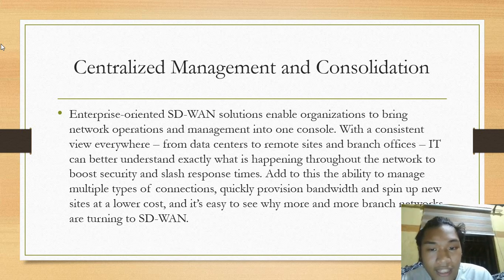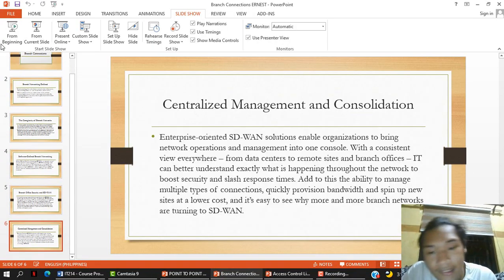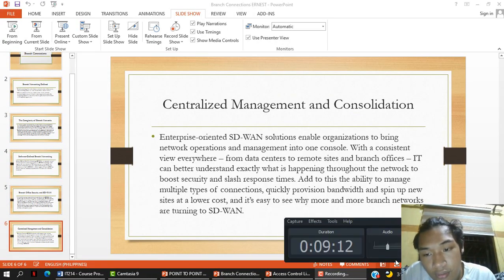And to this, add the ability to manage multiple types of connections, quickly provision bandwidth, and spin up new sites at a lower cost. And it's easy to see why more and more branch networks are turning to SD-WAN. That's the end of it.